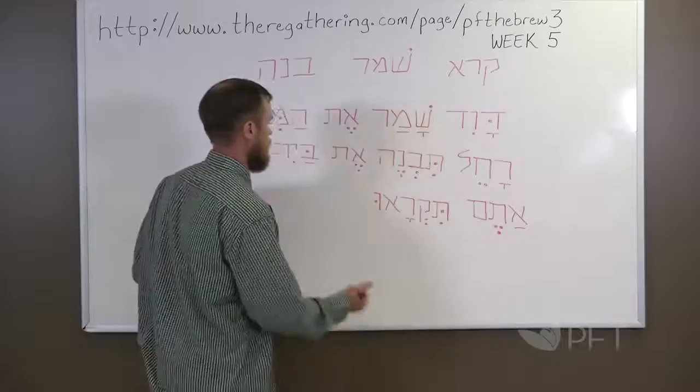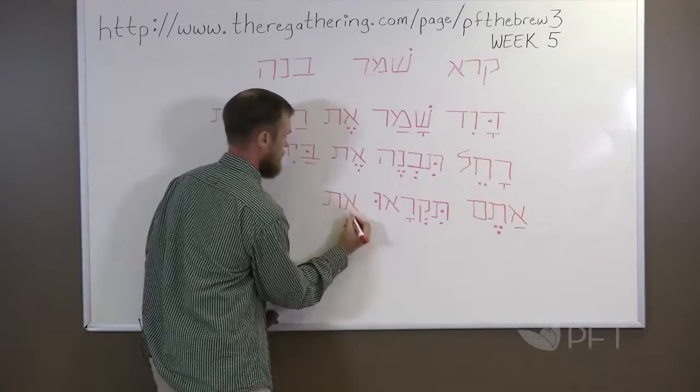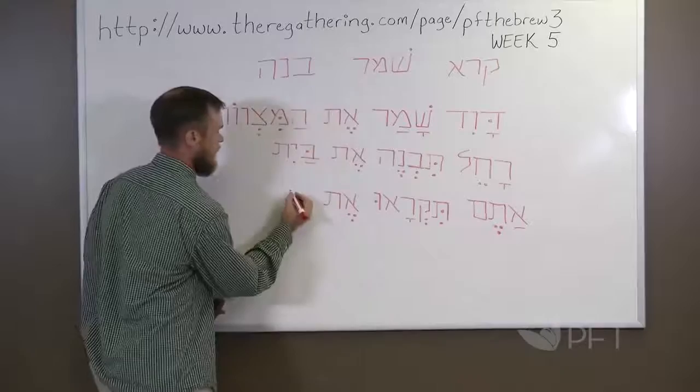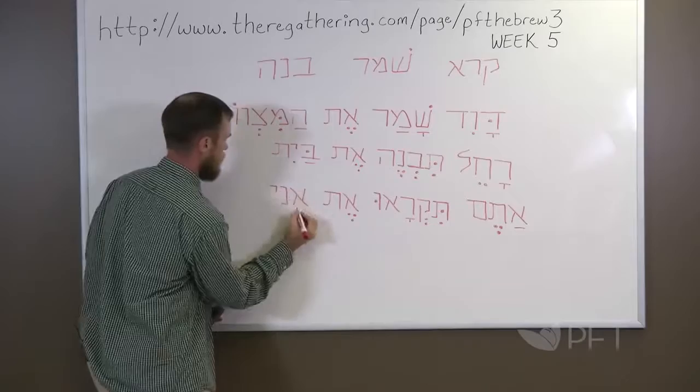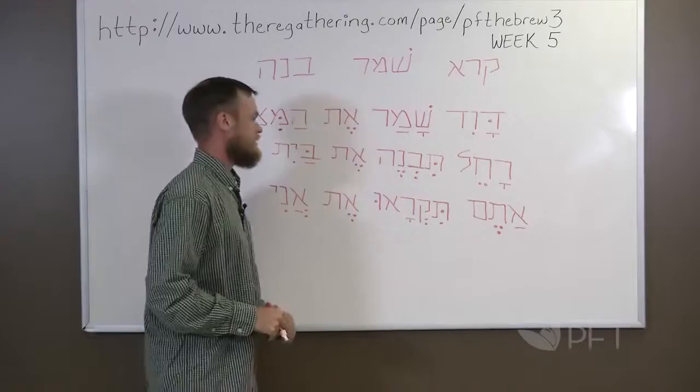So, me is the object. So we precede it with et. And now our object, ani, or anochi. Okay, atem tikra'u et ani. You will call me.